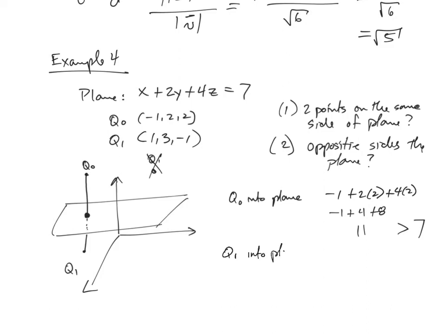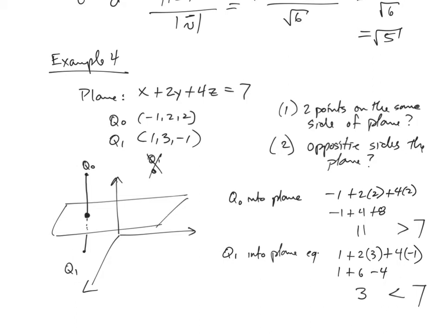into the plane equation. So coordinates Q1 are 1, 3, -1. So that's 1 plus 2 times 3 plus 4 times -1. And what do we get? We get 1 plus 6 minus 4. 6 minus 4 is 2, plus 1. We get 3. Well, that's less than 7. Again, it's not equal to 7, so point Q1 is not on the plane. It's on one side of the plane.